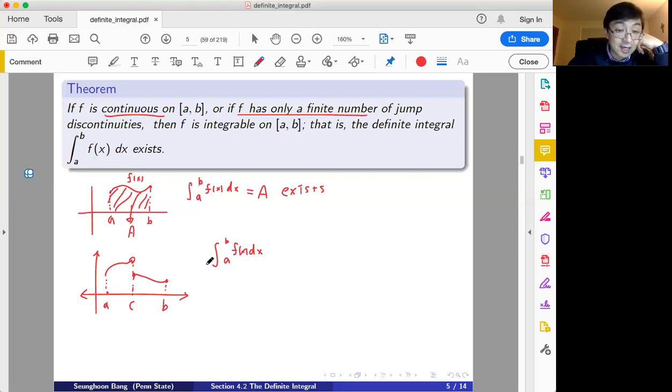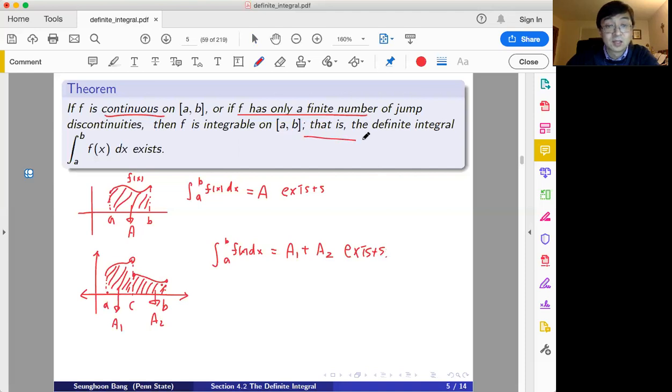So this is exactly the same as the area under the curve from A to C plus the area from C to B. This area is A1, and this area is A2. This is exactly A1 plus A2. A1 is a finite number, A2 is a finite number. So what does it mean? The definite integral is finite, so the definite integral exists. So this statement is true. So it is integrable.